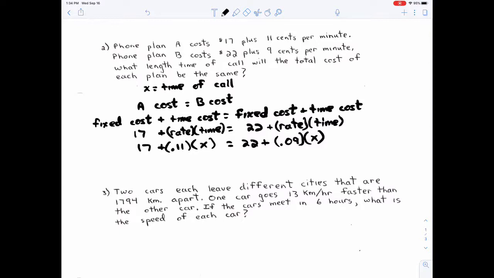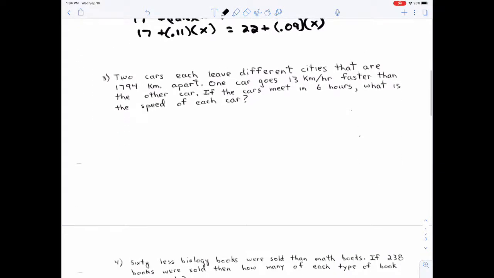And by the way, on each of these, as always, I suggest you try it yourself and see how it goes, and then watch the video for that particular one. So pause it before each problem. Okay.